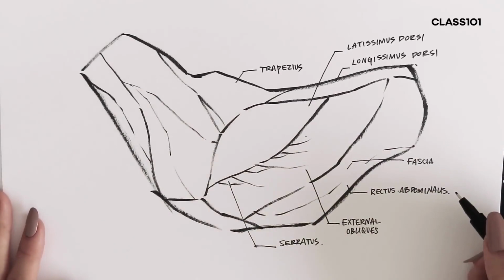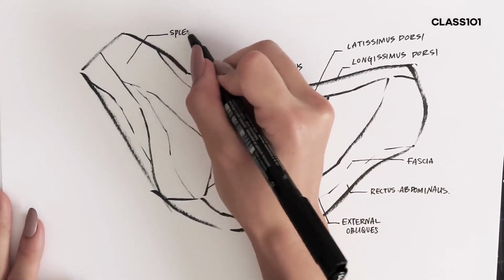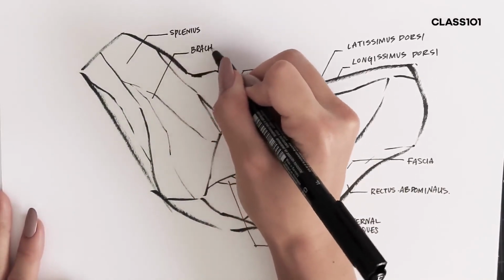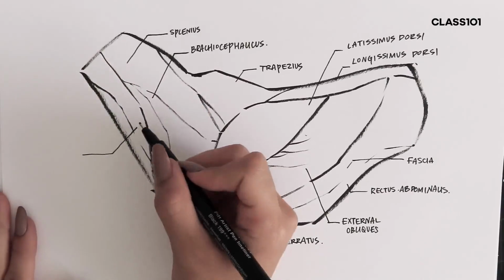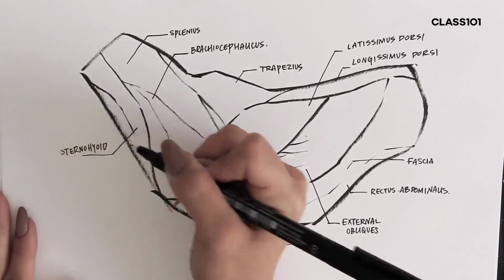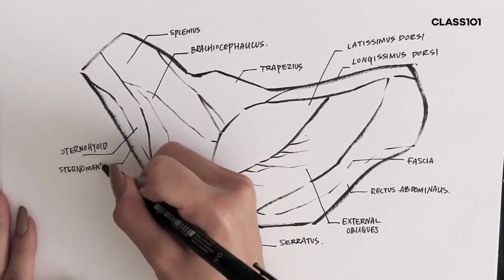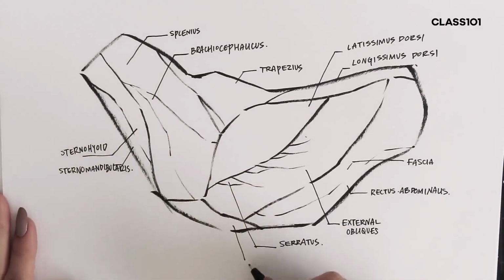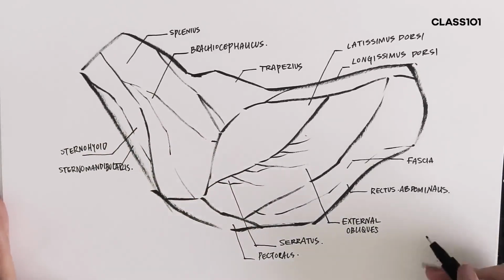Now let's move to the neck. We have two muscles, the splenius and the brachiocephalicus. Very long muscle that actually goes all the way down to an animal's arm. And then we have the sternohyoid and sternomandibularis. And those are the torso muscles that we'll be focusing on.